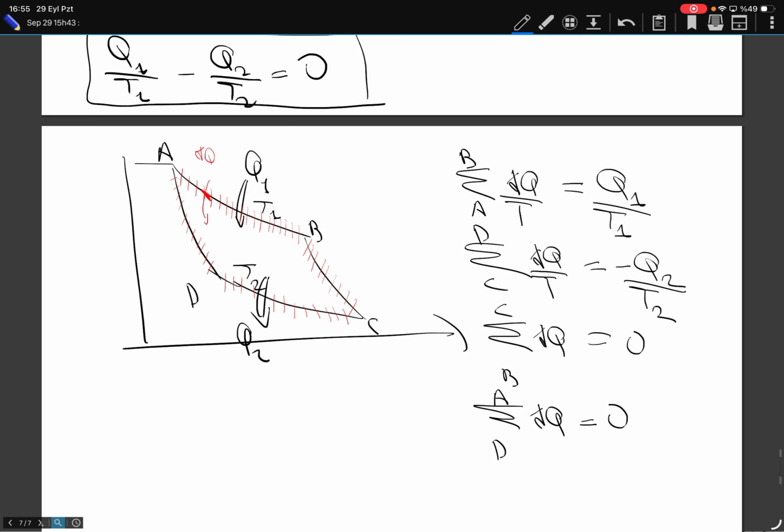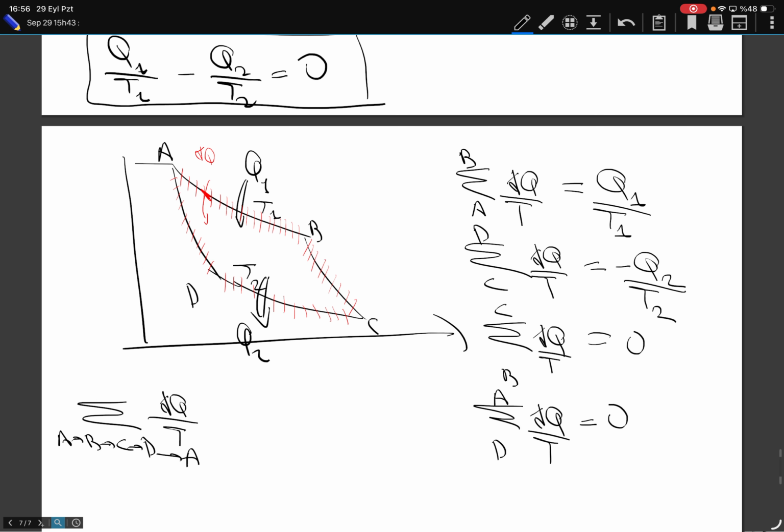As I go from B to C, temperature changes all the time throughout the process. But that doesn't matter because dQ is 0. The system is isolated. There's no heat exchange. Similarly from D to A. Now let me sum all of them up as I go from A to B to C to D and back to A, dQ by T.